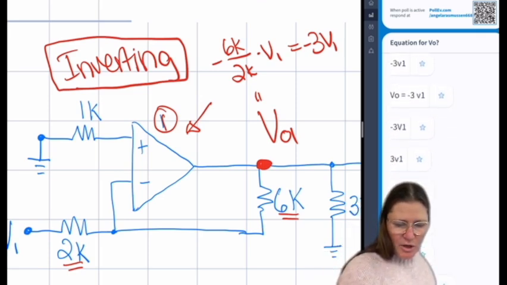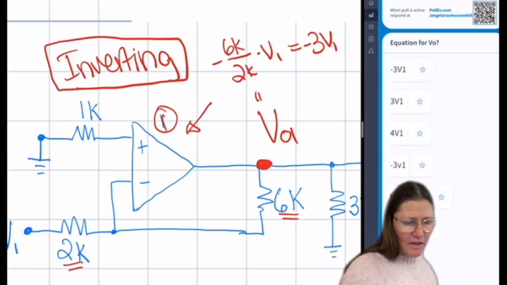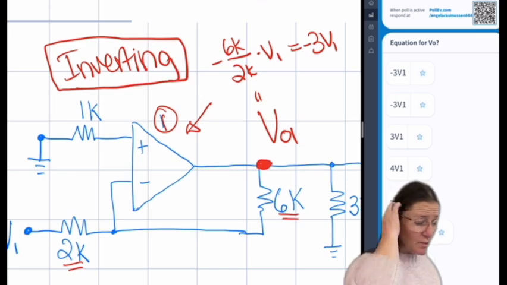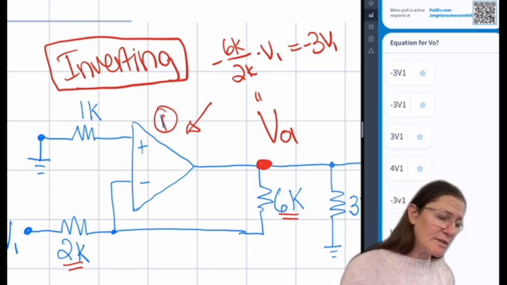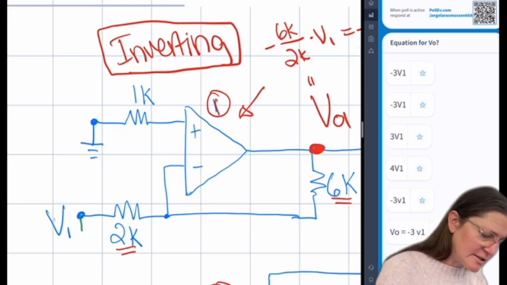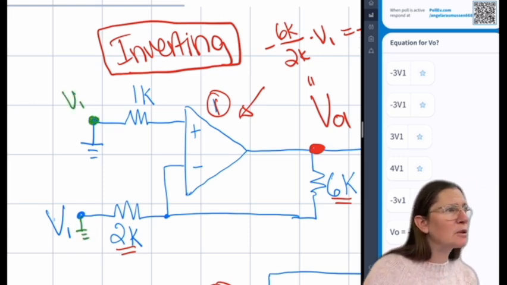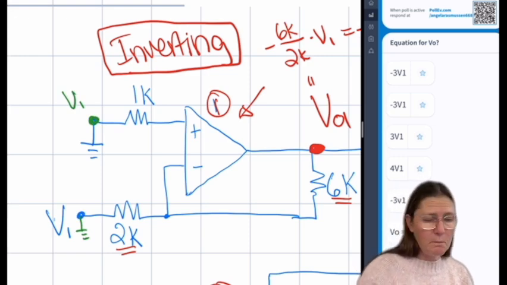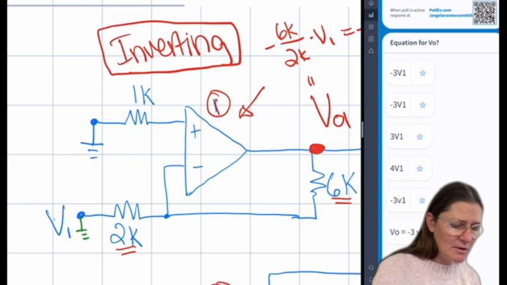So 4V1 looks like a non-inverting, and that would be the correct one if V1 was grounded here instead and the source was on this one. That would be a non-inverting one, but it's not, so this one is inverting.